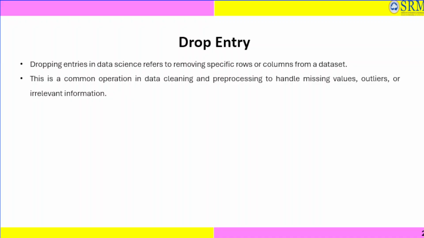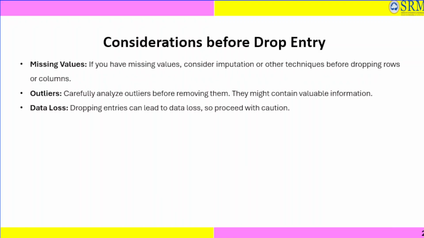Drop entry, as the name implies, means dropping the entries. Dropping entries in data science refers to removing specific rows or columns from a data set. Like if a particular feature or a particular column is not helpful in predicting, then we go for removing that particular column or dropping that particular entry, either a row or a column. This is a common operation in data cleaning and pre-processing to handle missing values, outliers or irrelevant information.